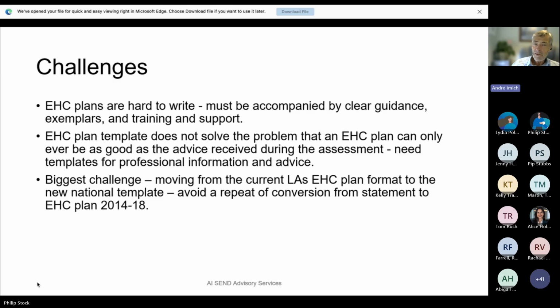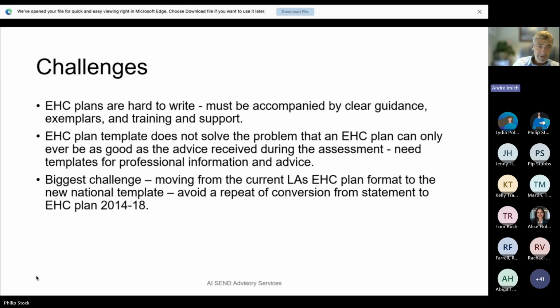So I think there are issues there about the advice received. We must make sure that that is standardized in the same way that we are expecting plans to be. Advice and information needs to be written with the template, with the EHC plan in mind, what the requirements are. The guidance in the code of practice is very limited in terms of what the advice and information should be saying.